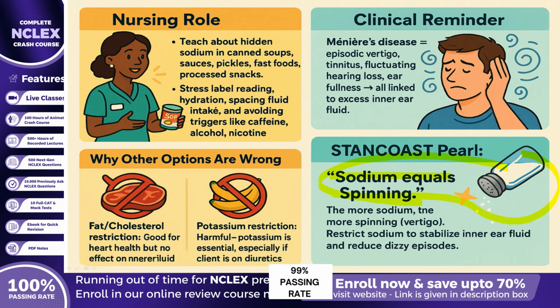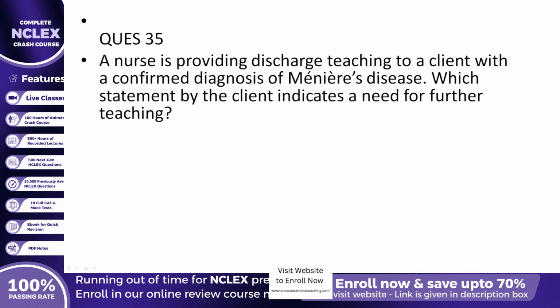Let us now move into another engaging NCLEX-style practice scenario that tests your knowledge about patient education and chronic disease management. The question is as follows. A nurse is providing discharge teaching to a client with a confirmed diagnosis of Meniere's disease. Which statement by the client indicates a need for further teaching? Here are the options to consider.